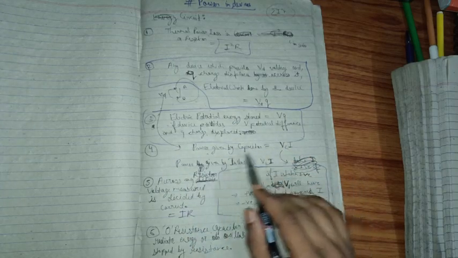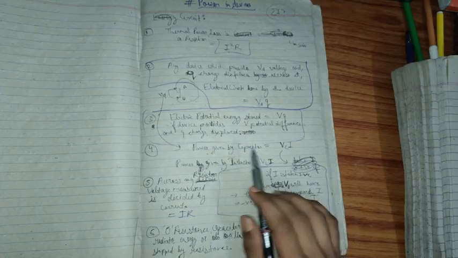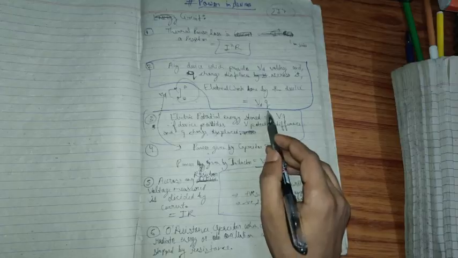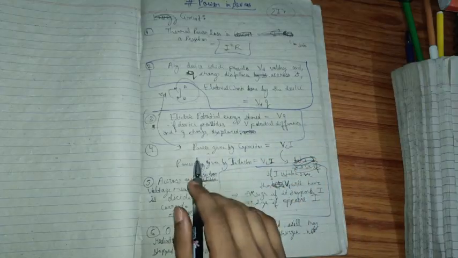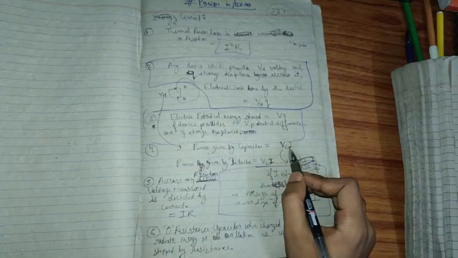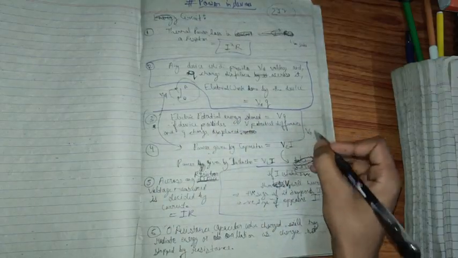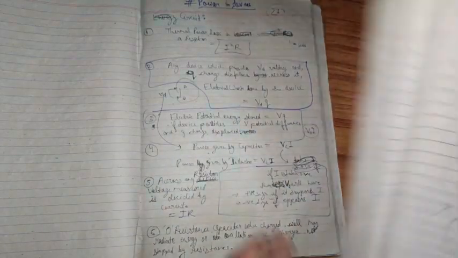For example, here, if the current is going inward the power is negative, if the current is going outward from this positive terminal the power is positive for this body, meaning it is giving power. So power given by the capacitor is V_C I, power given by the inductor is V_L I, and the sign will be decided by the current and the potentials.